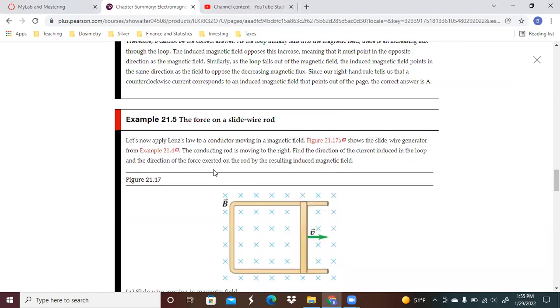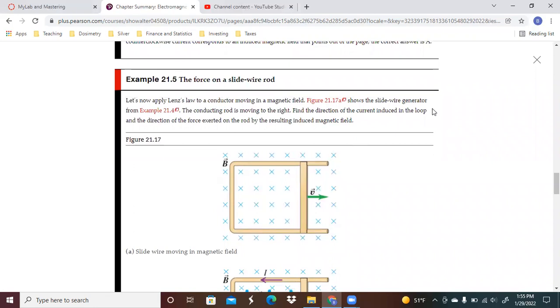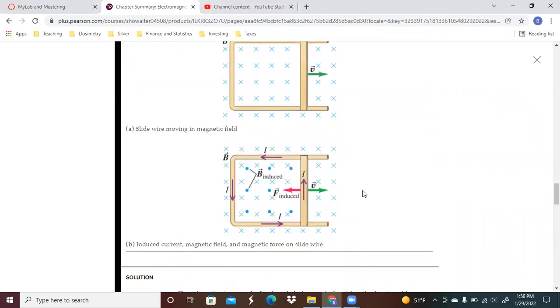So let's take a look here at another example. We're going to apply it to a conductor moving in a magnetic field. This figure shows the slide wire generator. The conducting rod is moving to the right. We're going to find the direction of the current induced in the loop and the direction of the force exerted on the rod by the resulting induced magnetic field.